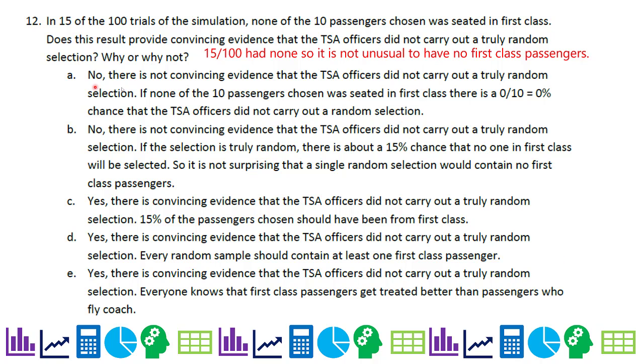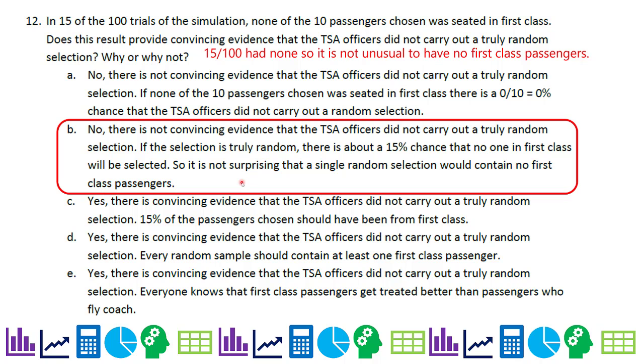And both of these start with the same sentence. There's not convincing evidence that TSA officers did not carry out a truly random selection. This says 0% chance. That's not correct. If the selection is truly random, there's a 15% chance that no one in first class will be selected. So we're not surprised. So the correct answer here is B.